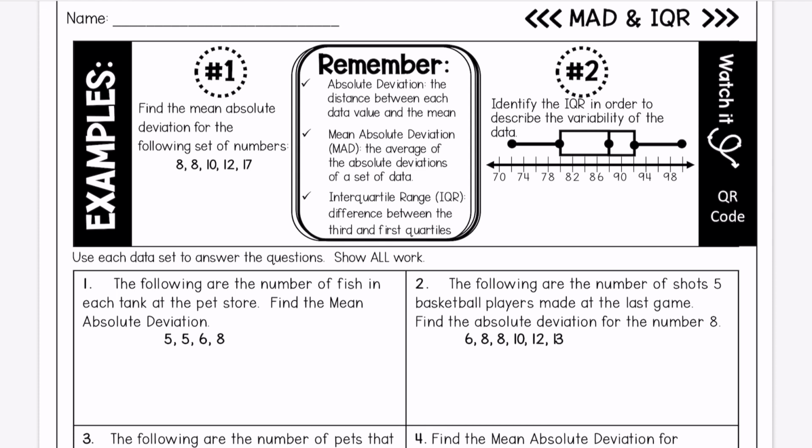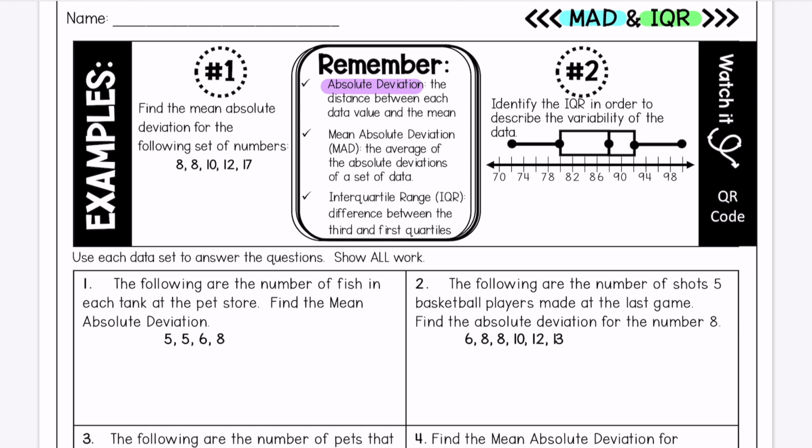Welcome to this video on MAD and IQR. So let's take a look at the box in the middle so we can understand what the MAD and the IQR are. First, in order to understand what those two things are, we need to know what absolute deviation is, because in the word MAD, the A and the D stand for absolute deviation.